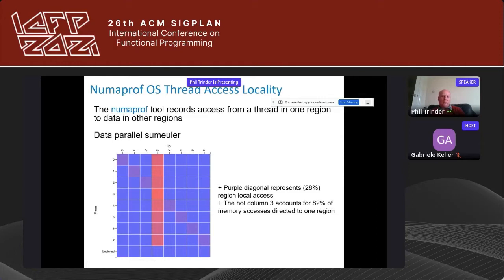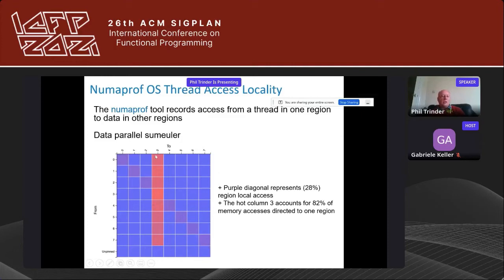And the things to note here, well, blue means low levels of access, purple means higher levels of access, and red is the highest level of access. So this is a heat map, and red is the hottest, blue is cold. So the features of this heat map are a purple diagonal, meaning that threads in each region do a significant amount of region local access. That's a good thing.